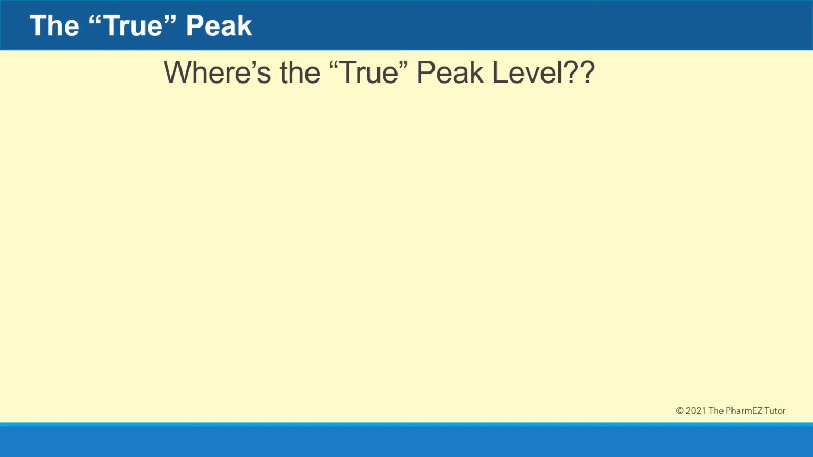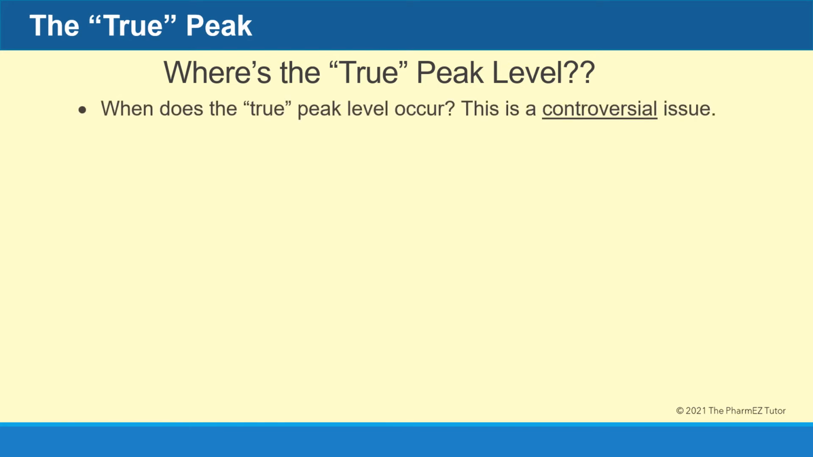The next step is to extrapolate back. Well, what does this mean, extrapolate back? Well, it's to try to find where the true peak level is. When does the true peak level occur? This is a controversial issue.